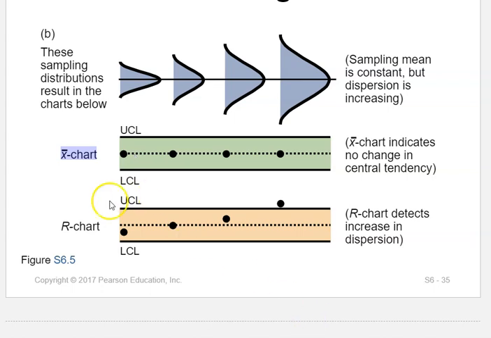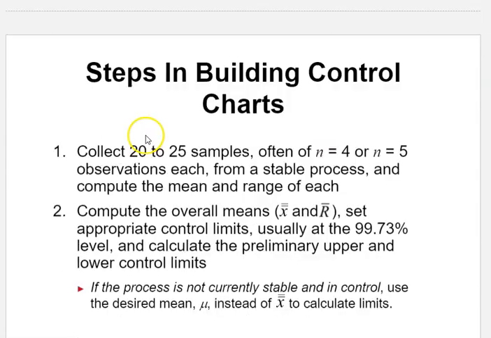But look at the R chart, the range, is changing, is going out of control. So in general, we can say the system is out of control. Again, always look at both charts, the R chart and the Xbar chart, to determine whether the system is in control or out of control.